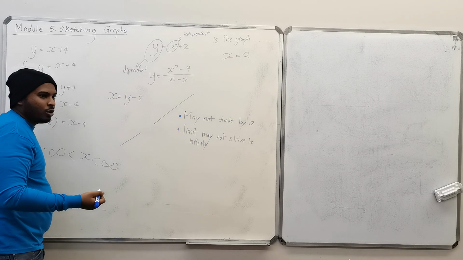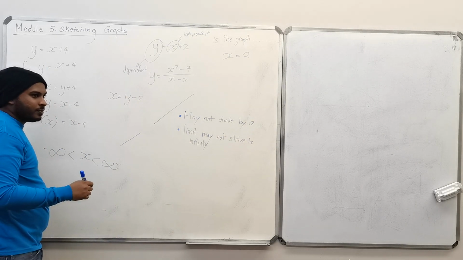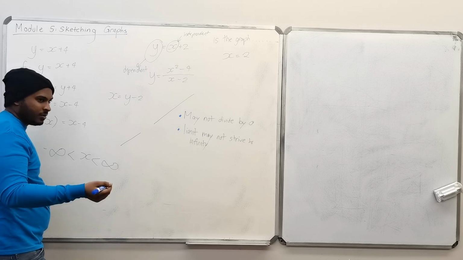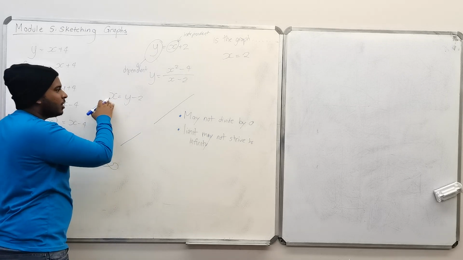Okay, but now if I were to swap it and say x is equal to y minus 2, which should be your dependent, which should be your independent? X will be dependent and then y will be independent, because your x value is now dependent on the value of y.